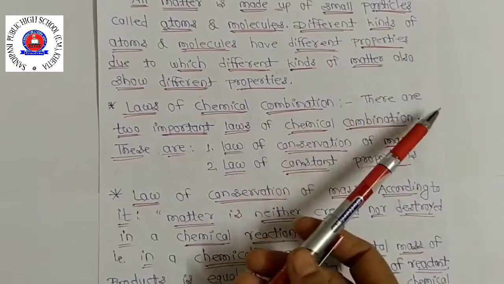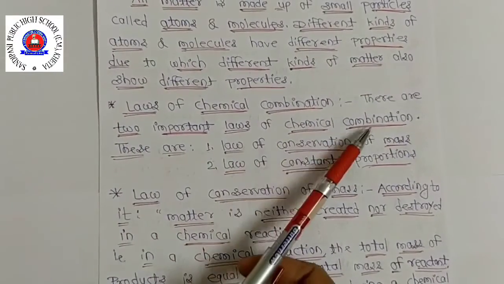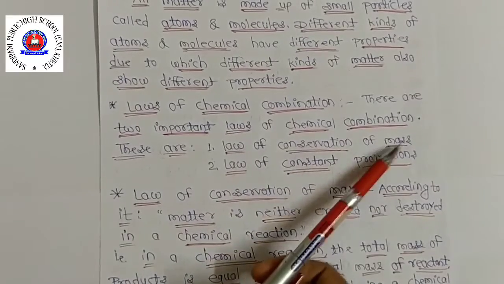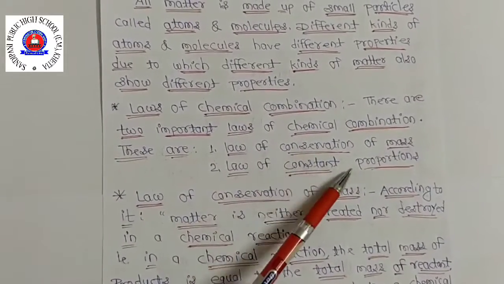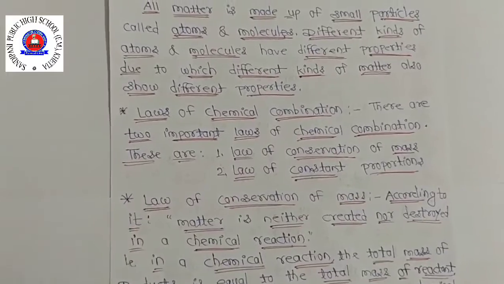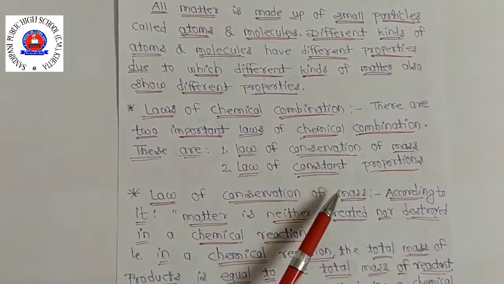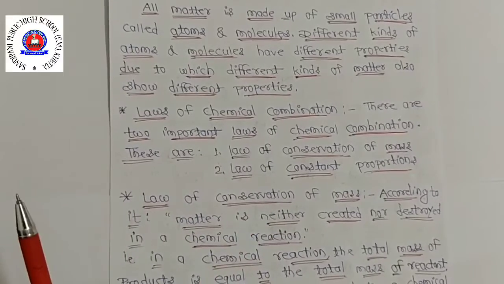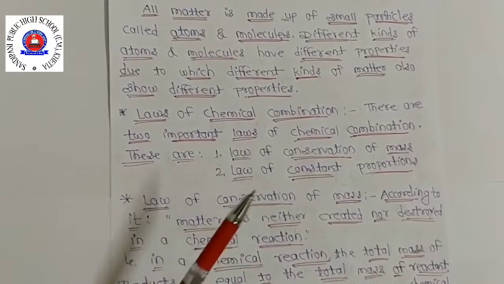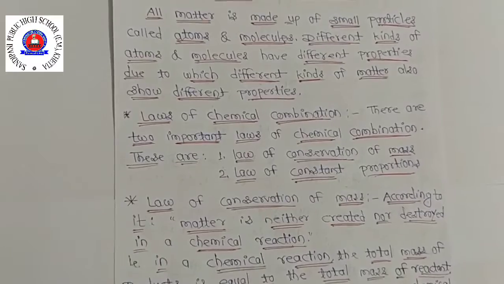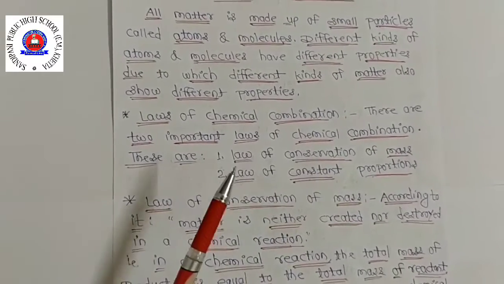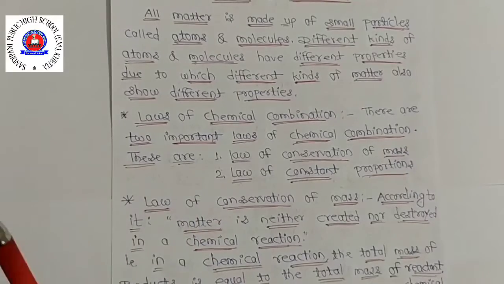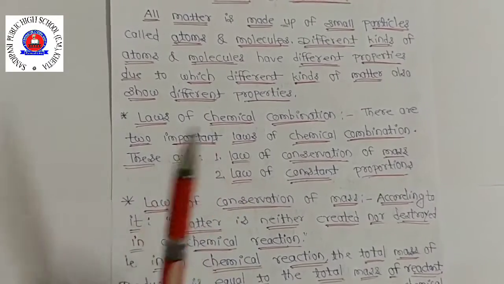Okay. There are two important laws of chemical combinations. These are, first, the law of conservation of mass, and second, the law of constant proportions. Clear this one? First, the law of conservation of mass. In the 18th century, scientists noticed that if they carried out a chemical reaction in a closed container, then there was no change of mass. Okay, nothing changes in it. This preservation of mass in a chemical reaction led to the formulation of the law of conservation of mass.